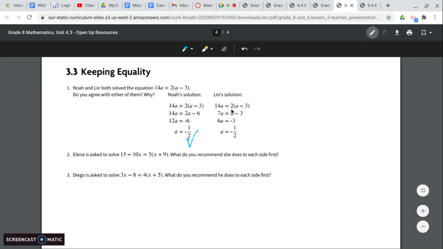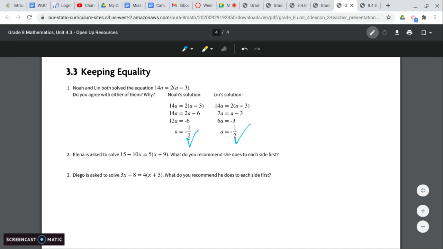Lynn, let's see what she did. So instead of distributing, Lynn divided right away. So she took the 14a and divided it by 2 to get 7a, and divided all of this by 2 to get just the a minus 3. So then she subtracted the a from the 7a to get 6a equals negative 3, divided, and this also works.